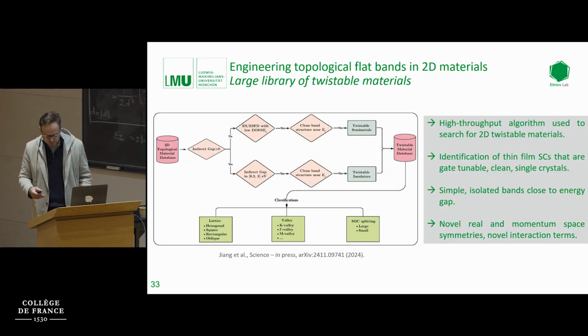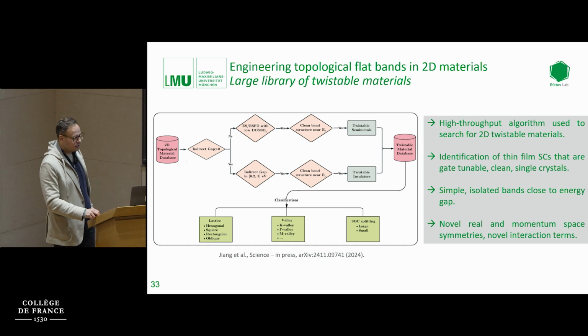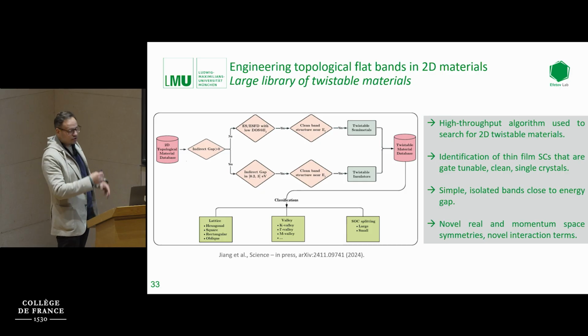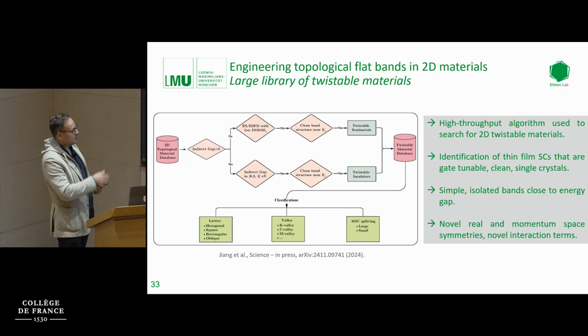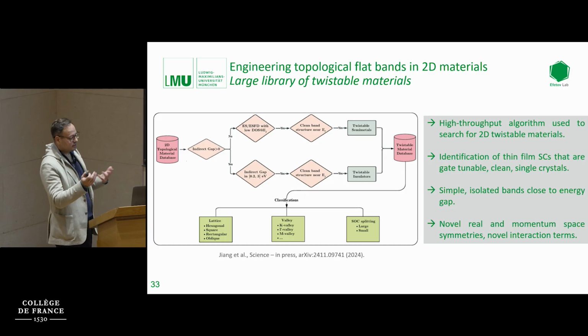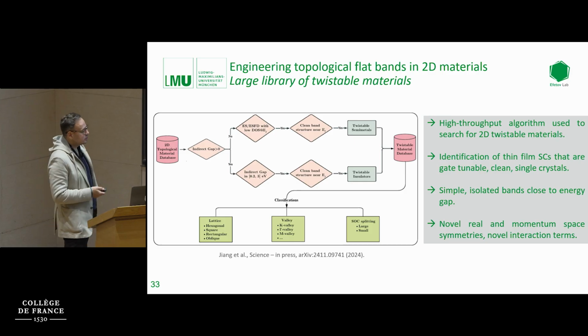So of course we were asking our theory colleagues quite often, what other materials are there? What other materials are worth twisting? And here, just to give you a glimpse of what a potential approach could be, this is a paper, again, from the group of Andrei Bernevig. So they basically asked themselves this question, and they developed a high throughput algorithm to identify potentially promising and interesting other material species.